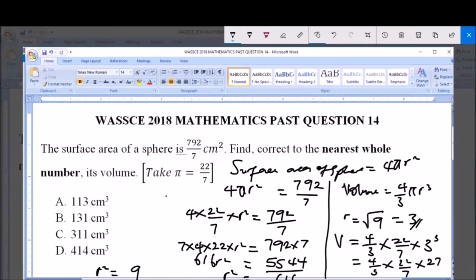Now 3 here, 1, 3 and 27 will give us 9. So we have 4 times 22 times 9 all over 7, and this is equal to 792 all over 7, and this is equal to 113.14 centimeter cube. But looking at the question, it says to the nearest whole number, and so to the nearest whole number it will be approximately 113 centimeter cube, and that is option A. So this is the volume of the sphere.